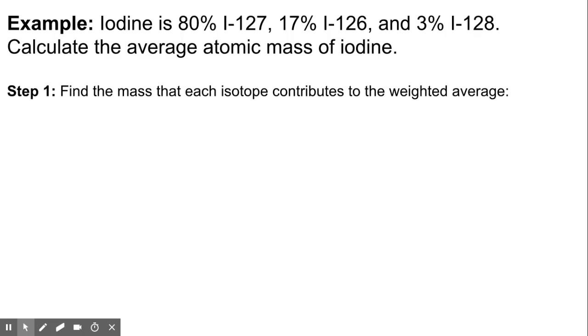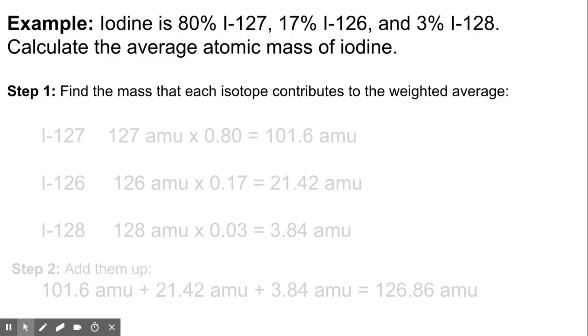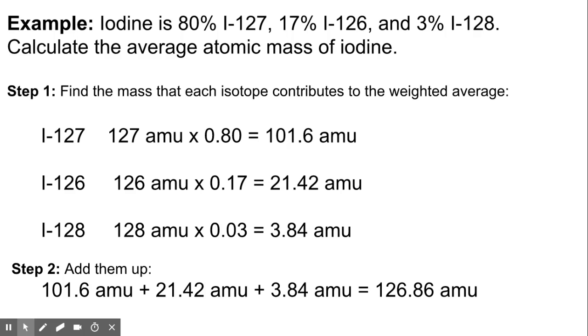All right, and here's our last practice problem. This one, iodine has iodine 127, iodine 126, and iodine 128, so 3 different isotopes. You're going to do this the same exact way. You're going to set up your problem with each isotope and do its weighted average. Remember to divide those percents by 100. Then you'll add them up to get your final answer. Hopefully you got the same thing.